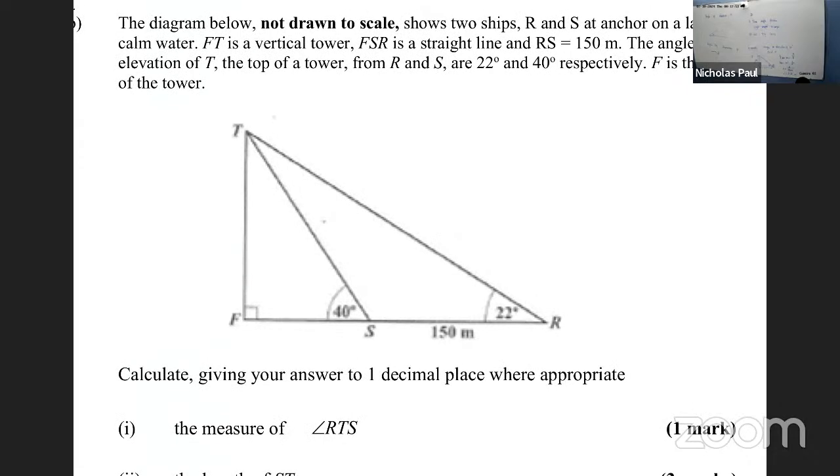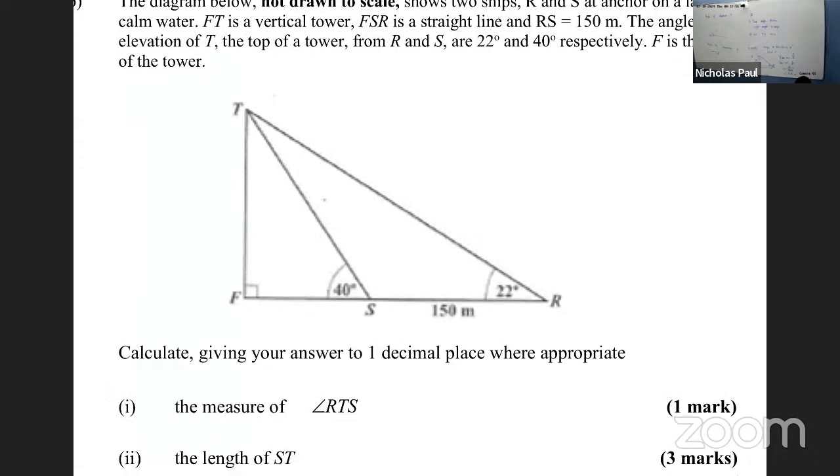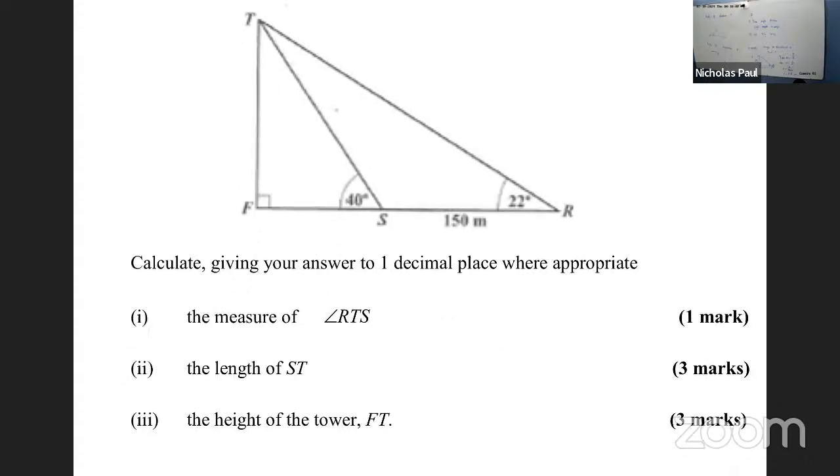The angles of elevation are given below. They give you the angles of elevation, 40 and 22. You're looking up at S at 40 degrees, and looking up at R at 22 degrees. So use the triangle and find those three things there. What type of triangle are we using here? Right angles, right? Good. It's the last thing.